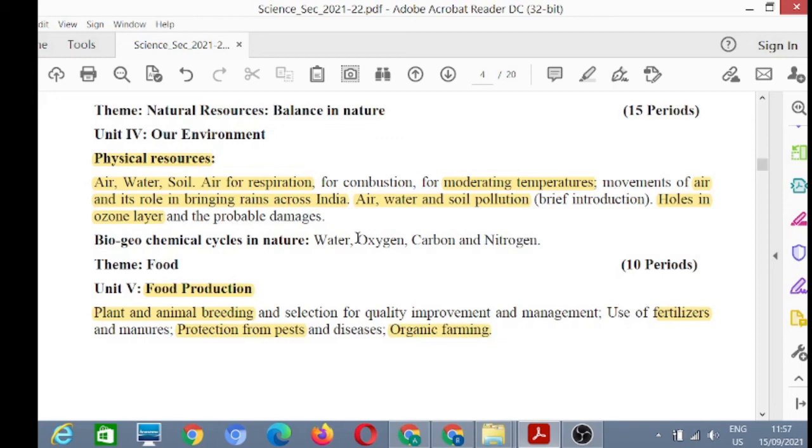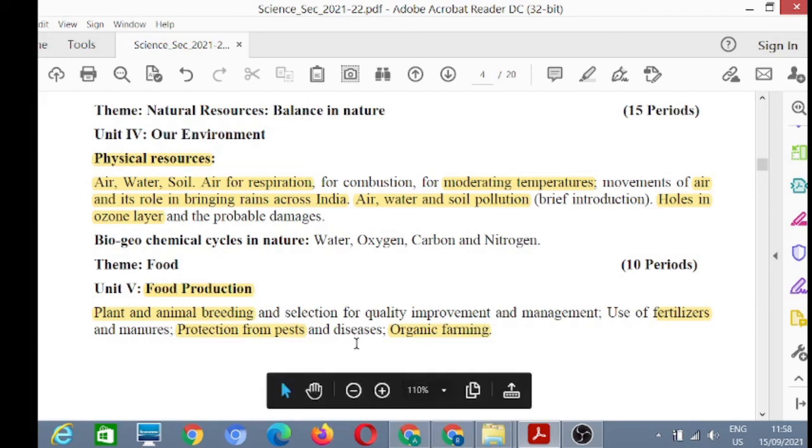Likewise, you can study the oxygen cycle, then carbon cycle, then nitrogen cycle. So four cycles are in your syllabus. Now next is food and its production. Food can be categorized as vegetarian and non-vegetarian food. So we get food from plants and animals.